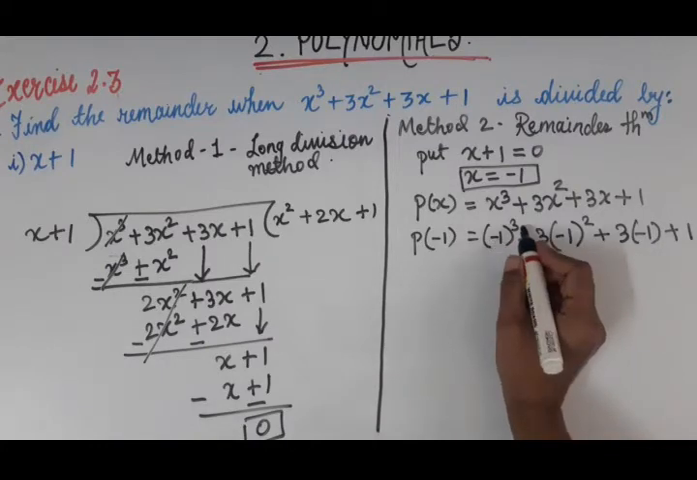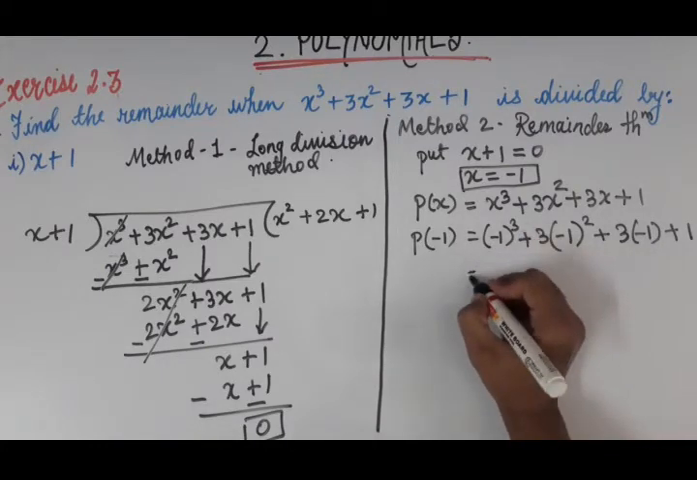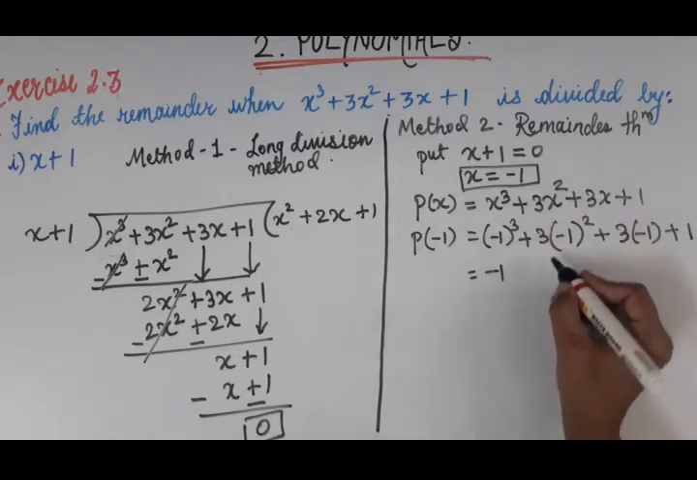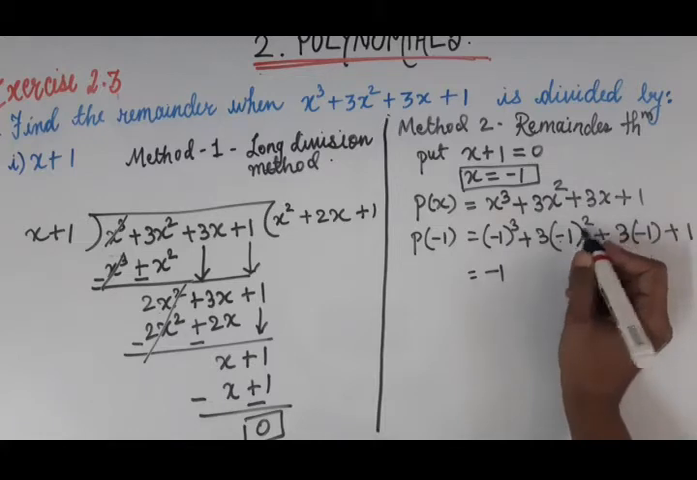Minus, negative number raised to an odd power, the answer will be negative. 1 cube is 1, so minus 1 cube is minus 1. Then minus 1 square, a negative number raised to an even power, the answer will be positive. So it will be 1.